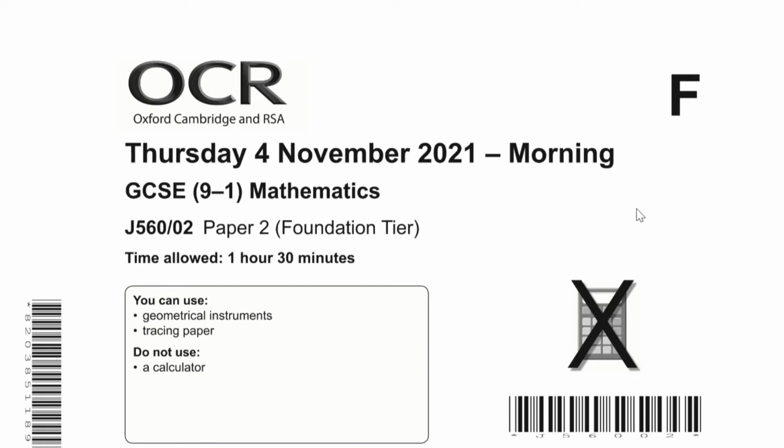This is the OCR GCSE 9-1 Maths Foundation Paper 2 from the November 2021 series, and this paper is a non-calculator paper.